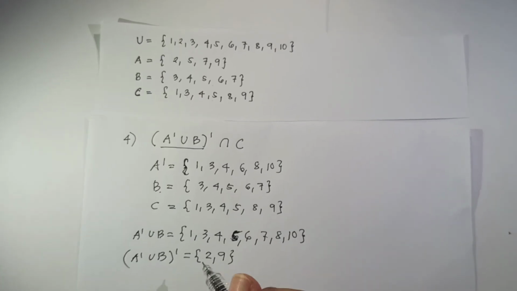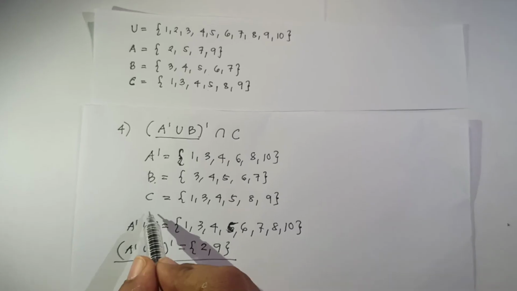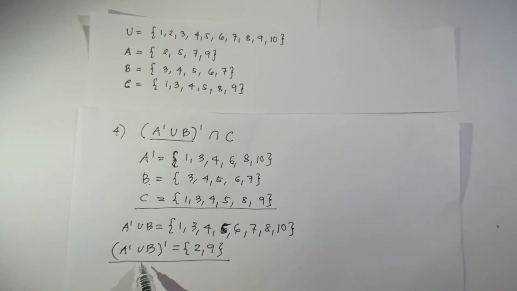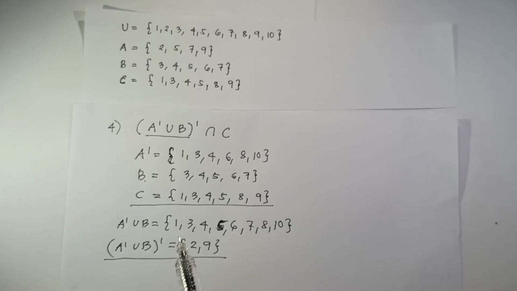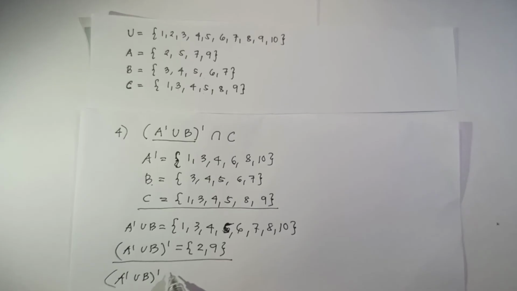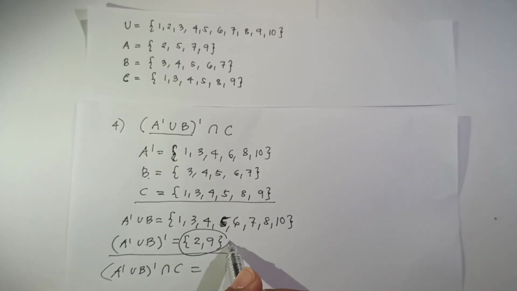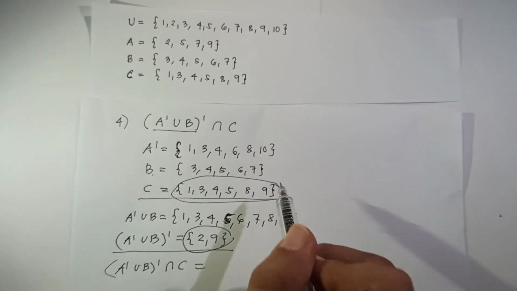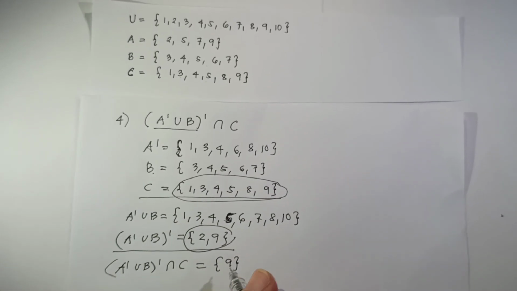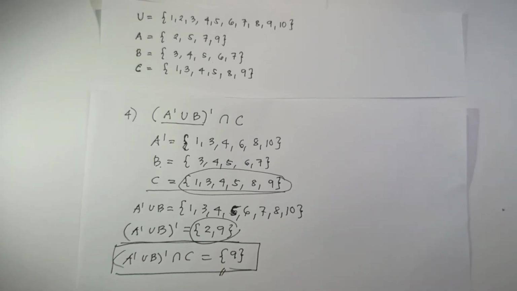Next, we have the intersection of C. So here, we need to get the intersection of C and the result of A prime union of B quantity prime. So A prime union of B quantity intersection of C. So what is the common between this? The common is only 9. So therefore, this is the result. So this is all about number 4.